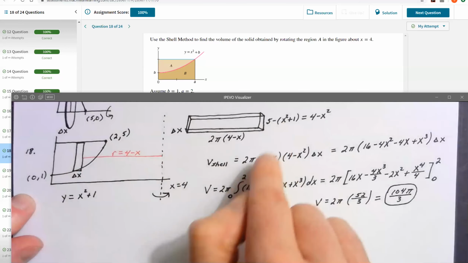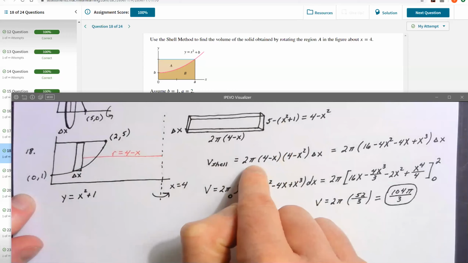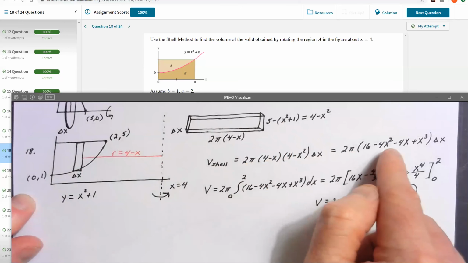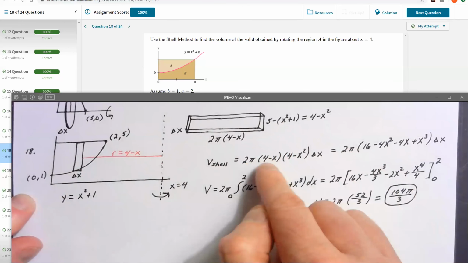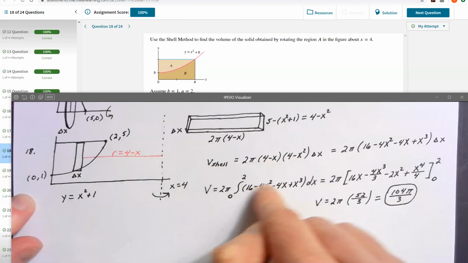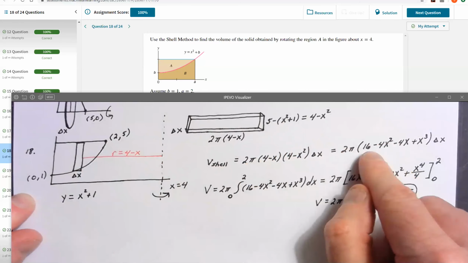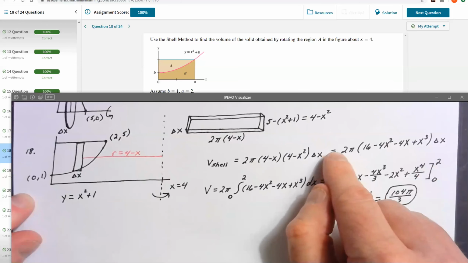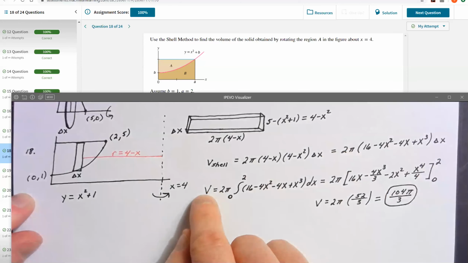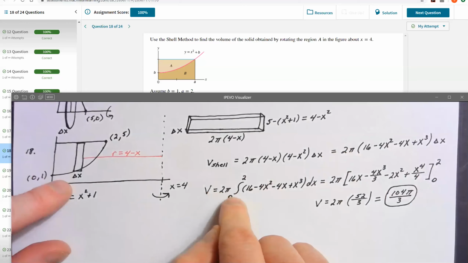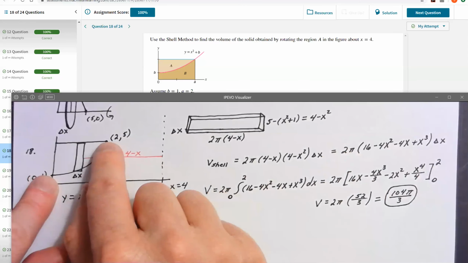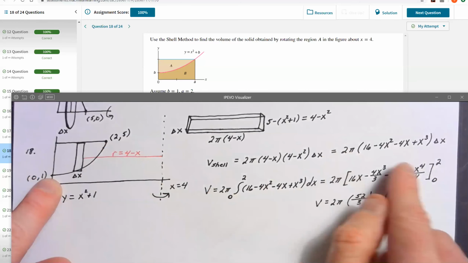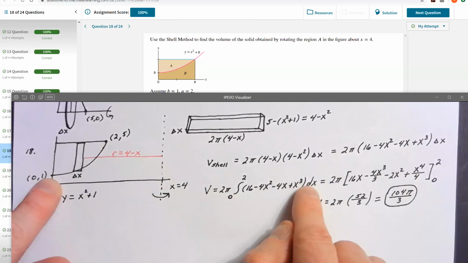Now, that's the volume of one arbitrary shell: 2 pi times 4 minus x squared times 4 minus x delta x. I carried out the algebra. Please remember, you always must do the algebra before you do the calculus. So I FOIL out those binomials to get to this. Once I have that polynomial function for the volume of a shell, I'll say the entire rotated volume is 2 pi times the integral from where these rectangles begin to where they end in terms of x, that's from 0 to 2, of my shell function integrated with respect to x.